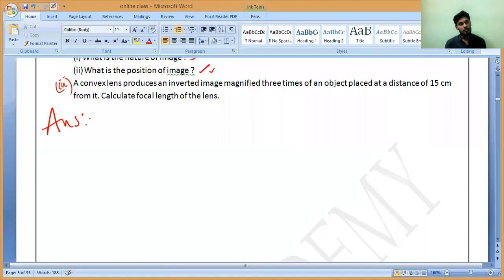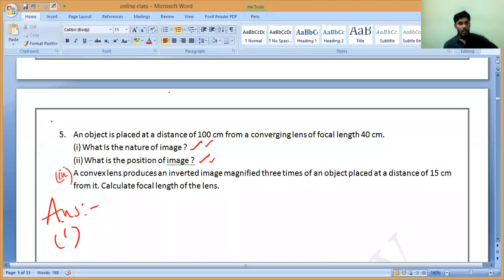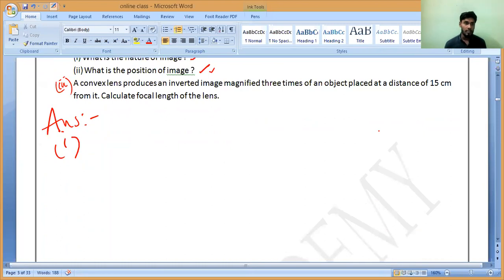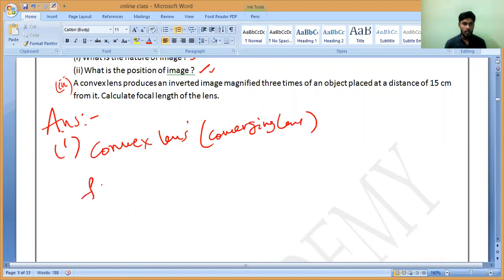Sir, show the question, sir. I said first part answer. An object is placed at a distance of 100 centimeter from a converging lens of focal length 40 centimeter. Converging lens, convex lens, so focal length is 40 centimeter. Converging lens, so f is positive 40 centimeter.